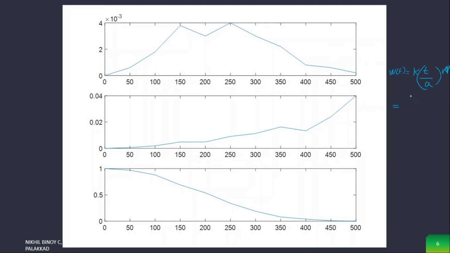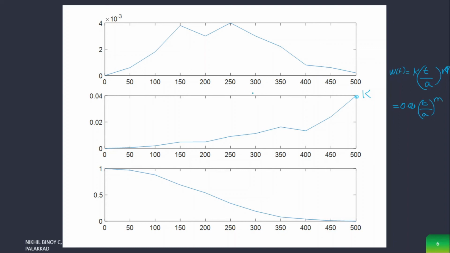So it is very easy to find k. You can see that this one is the last value. Corresponding to 500, the failure rate is 0.04. So k is nothing but the value of failure rate corresponding to the last test time, 500. So we can write this value. This one is nothing but k. So now what we have, W of t is equal to 0.04 into (t by a) raised to k.